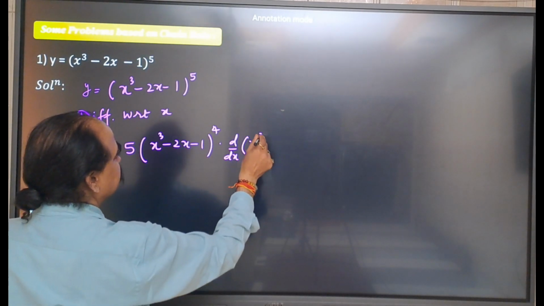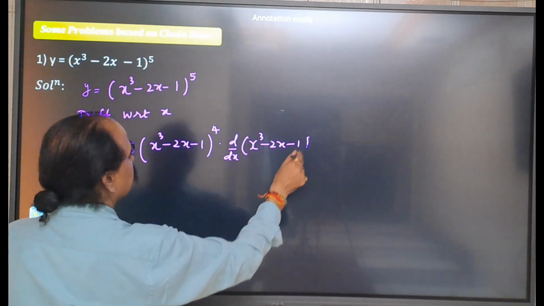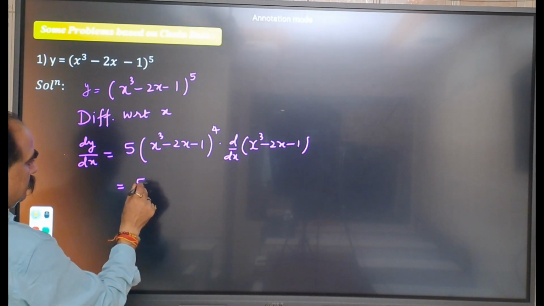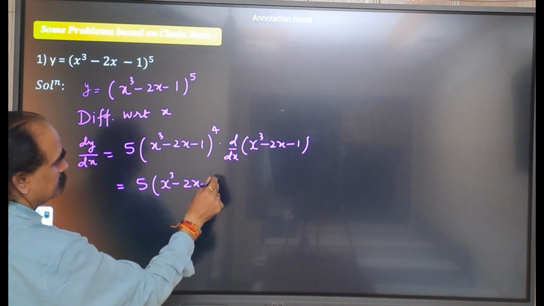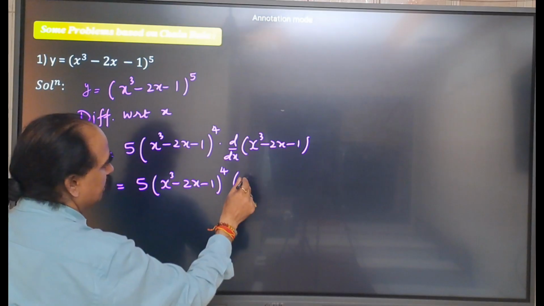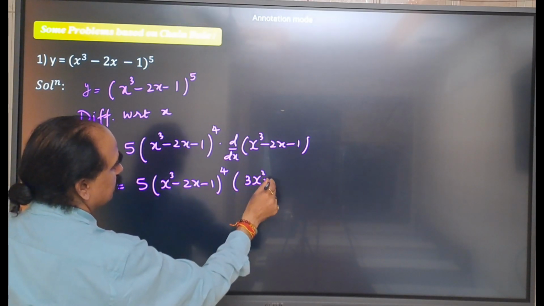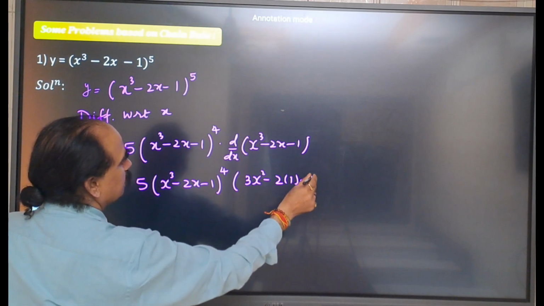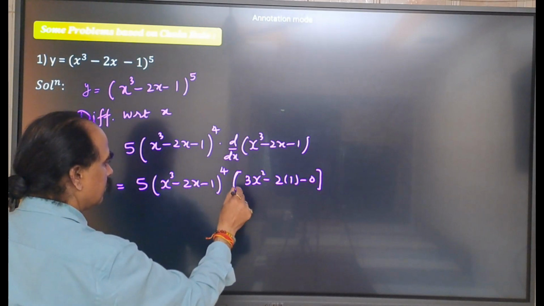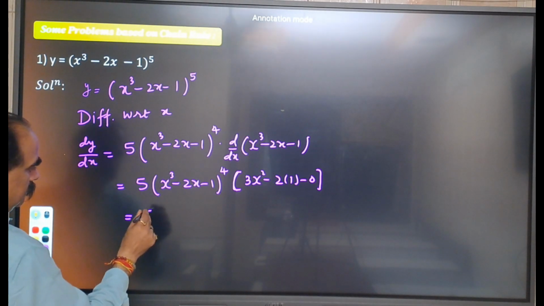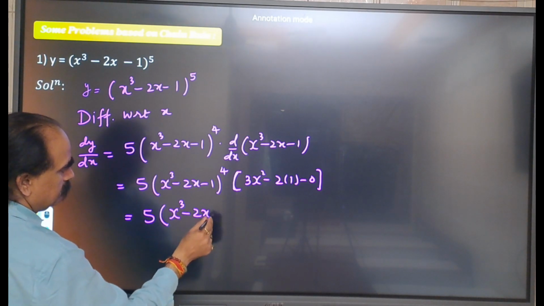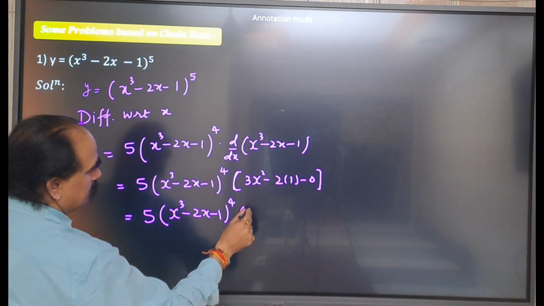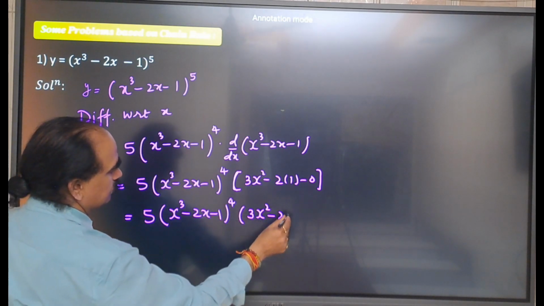d by dx of x cube minus 2x minus 1. Derivative of x cube is what? 3x square minus 2 into 1 minus 0. So 5 times (x cube minus 2x minus 1) raised to 4 into (3x square minus 2).